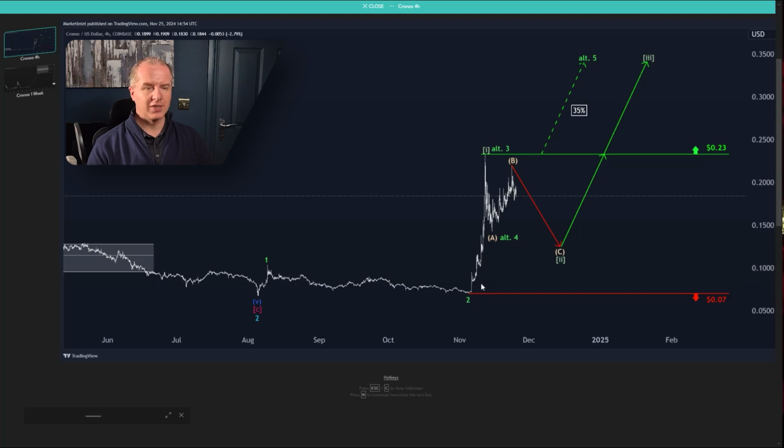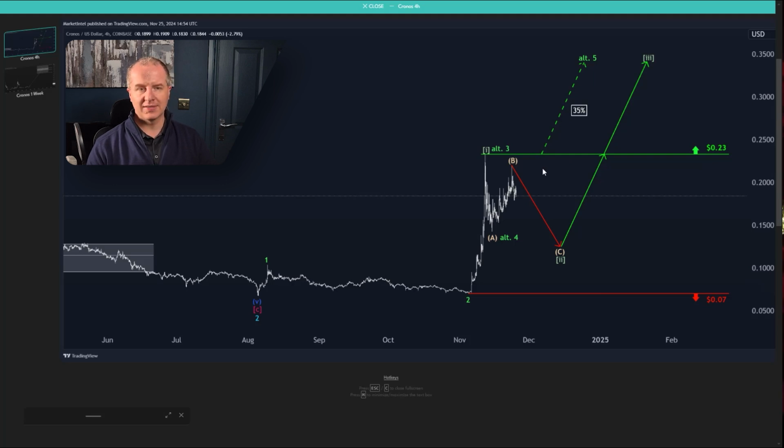So we have this 1-2 setup. The swing low that formed the higher low in November is really critical. It's a 7 cent mark, and this is the invalidation point. Whatever CRO is doing right now, that level really needs to hold. And there is a breakout point here, the green line. We need to get above that level to really indicate that we are starting to move up in the next wave up.